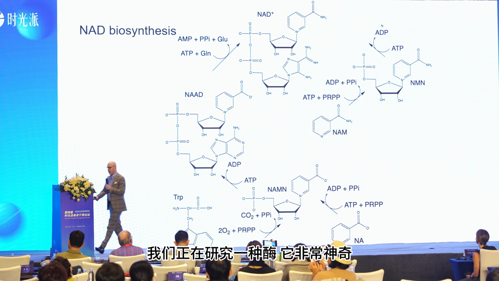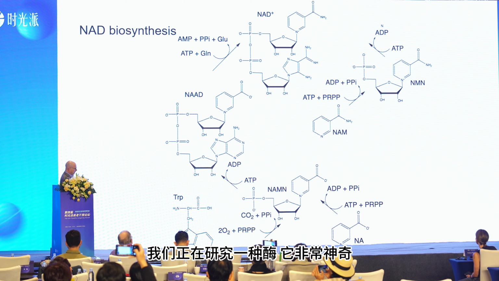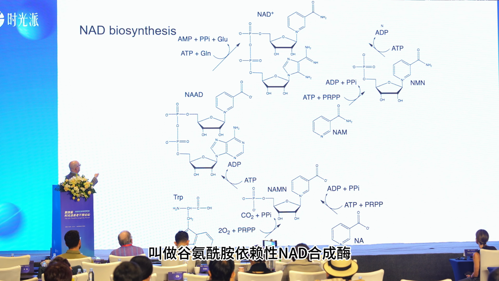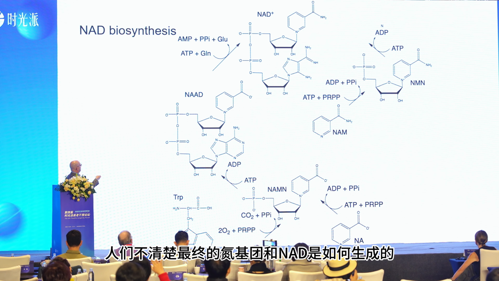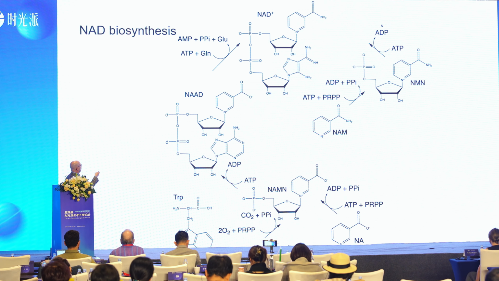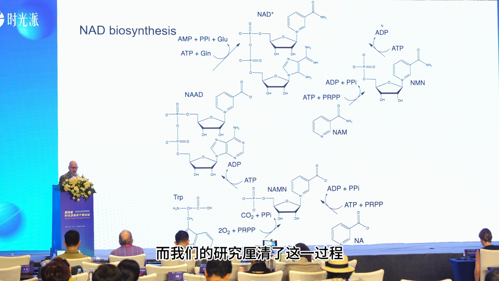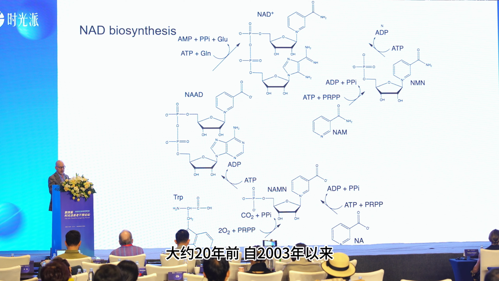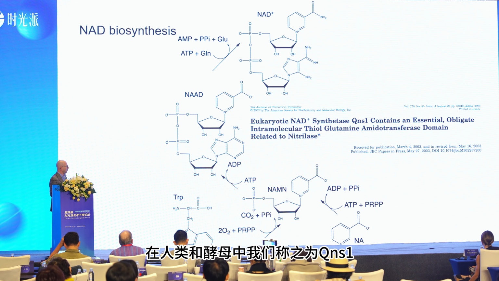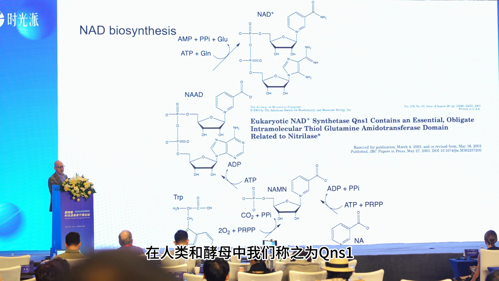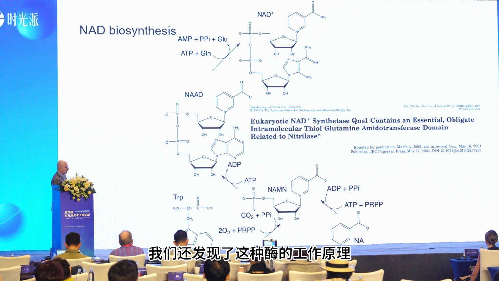And so we found ourselves working on an amazing enzyme here called glutamine-dependent NAD synthetase. Nobody really knew how that worked, where the final nitrogen group in NAD came from. And we recognized how that was done, and so I think it was around 20 years ago, 2003, that we discovered the eukaryotic NAD synthetase. We called it QNS1 in yeast and humans, and how that enzyme worked.